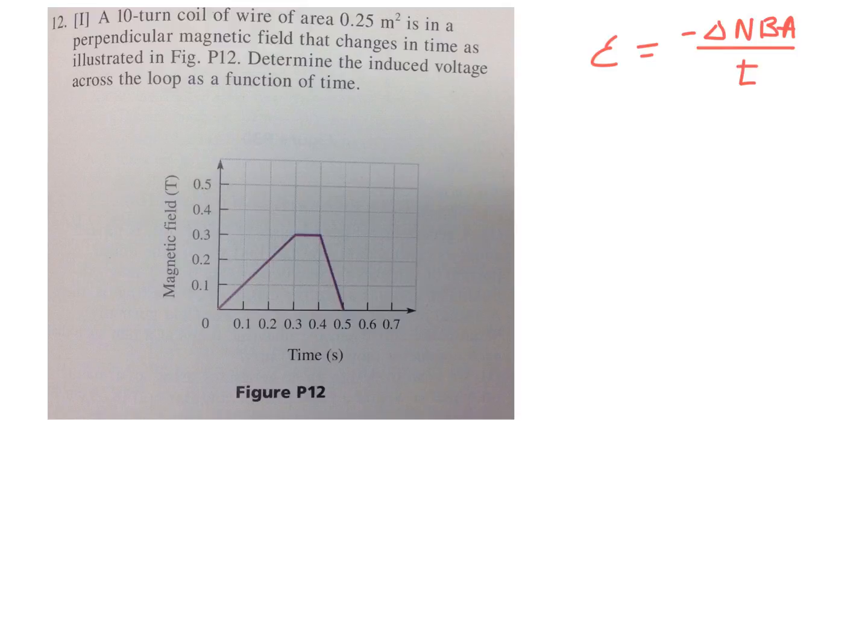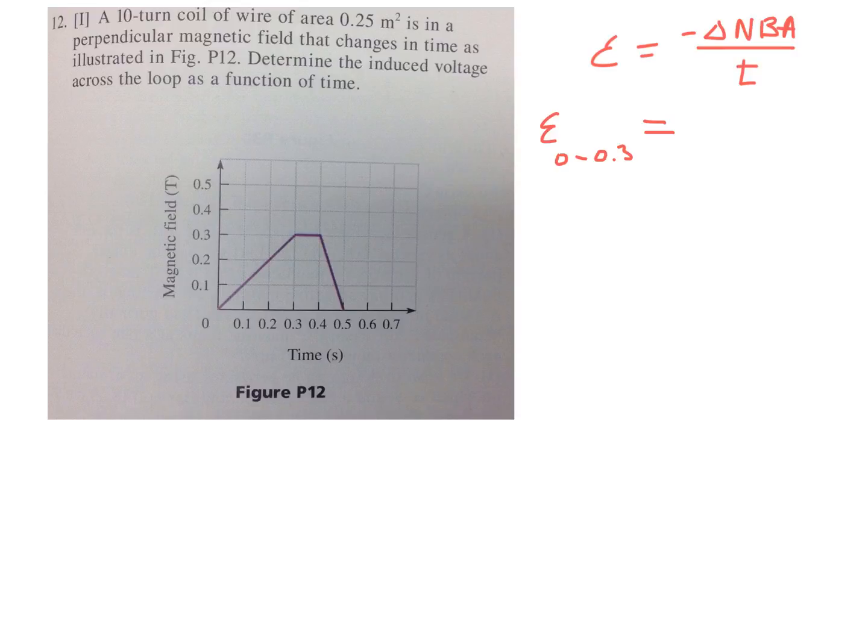And you have a 10-turn coil. And the nice thing in this problem as well is the units are all set. You know, meter squared, Teslas, seconds. So we can figure out the induced voltage from, well, like I say, three phases here. From 0 to 0.3 seconds, that's one induced voltage. And in this case, I'll maintain the negative. You'll see what happens here.